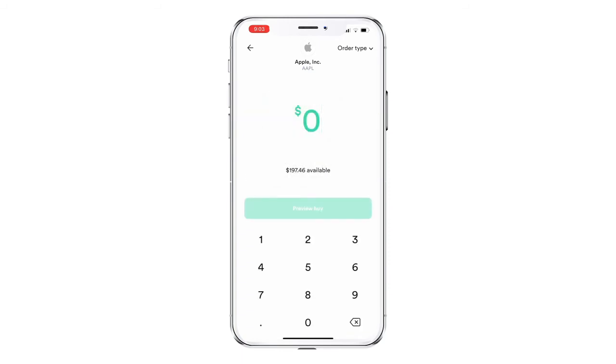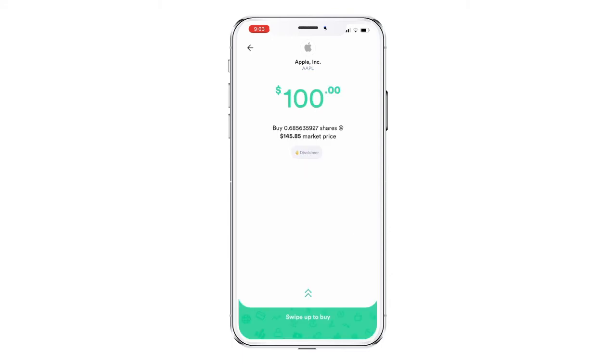If buy in dollars, input mo lang yung dollars or amount na gusto mong bilhin, tapos i-compute na lang kung ilang shares equivalent yon. For example, meron na akong 197.46 available and gustong bumili ng worth $100 na stock. Okay, pwede kong i-preview buy. Yan, with the $100, I can buy 0.685635927 shares of the stock at $145.85 na market price.